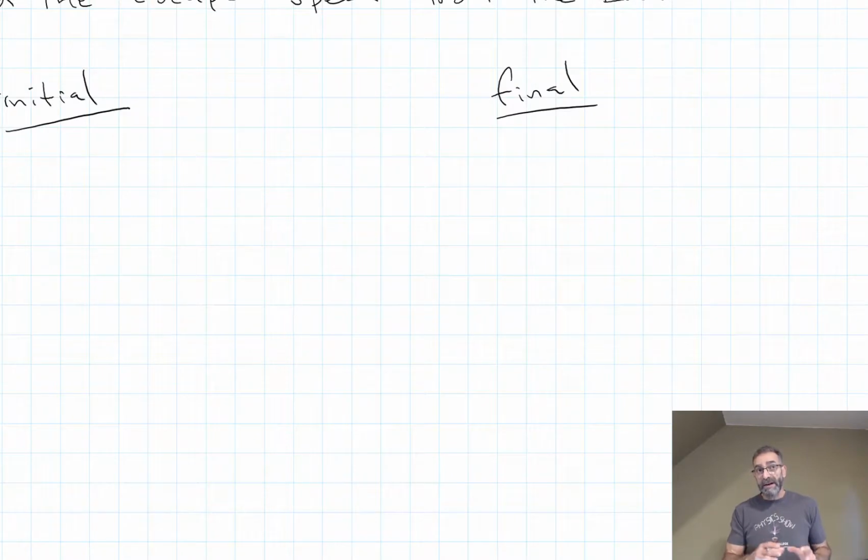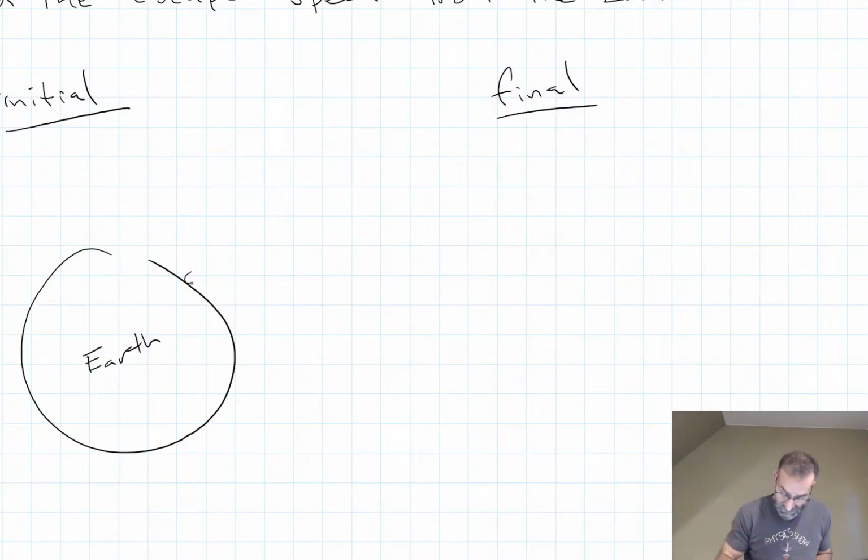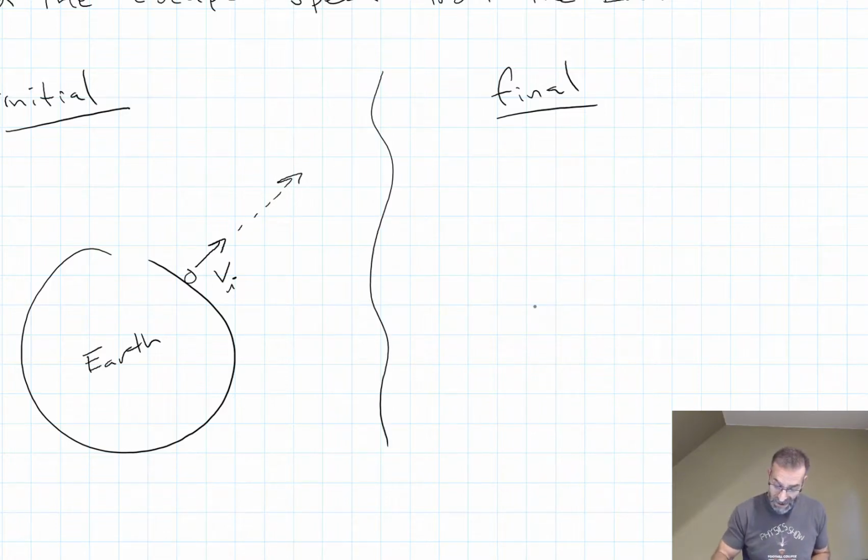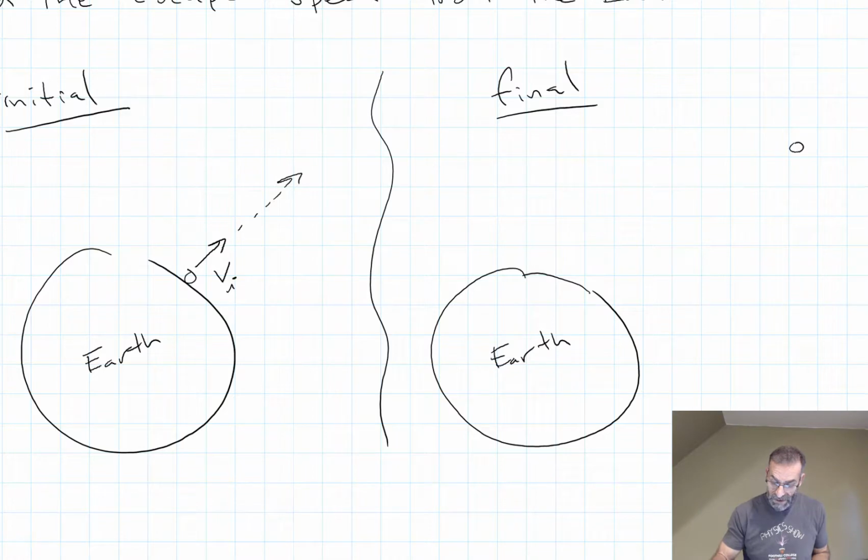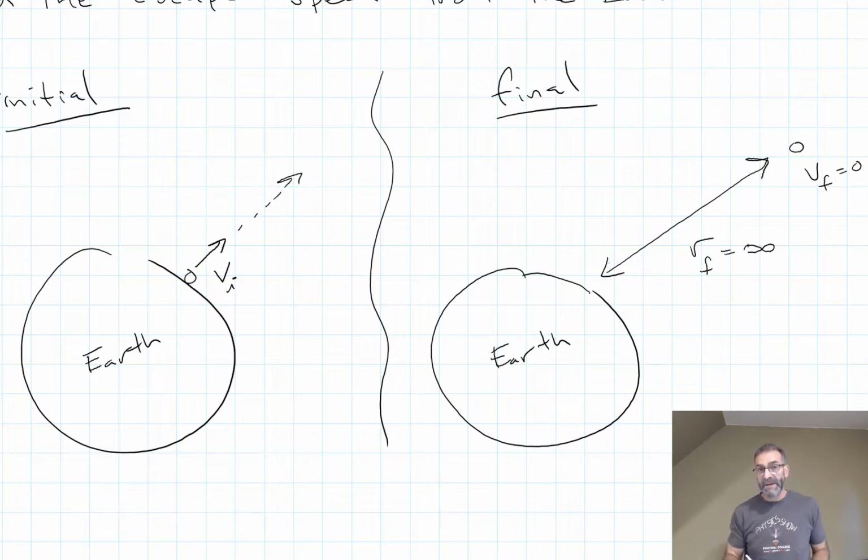So if we take a look at our initial condition, we give our object some big initial velocity, and it leaves the Earth. And where does it end up? It comes to rest when it's infinitely far away from the Earth.